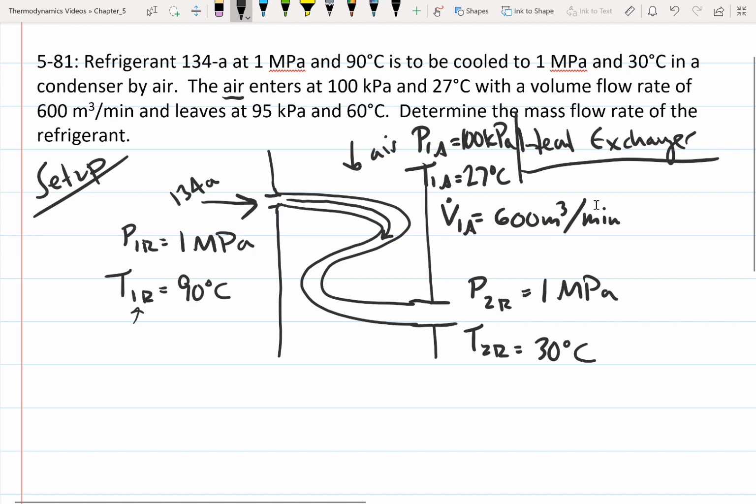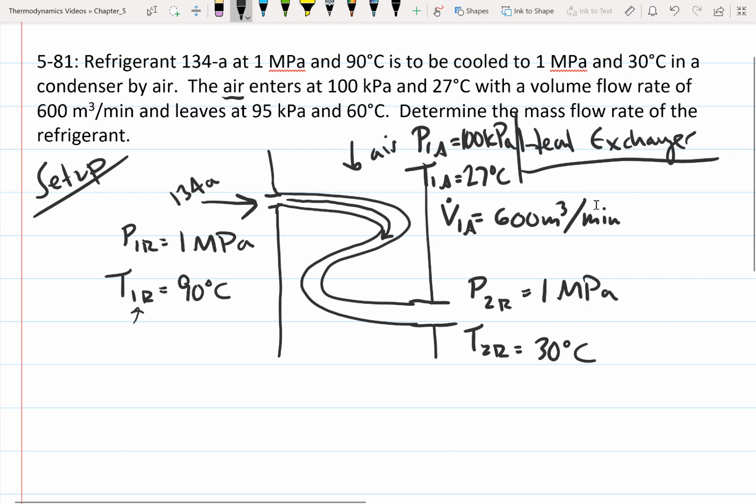So just don't let this confuse you. The volumetric flow rate isn't a conserved property. So the volumetric flow rate is likely going to change between the inlet and outlet of the air, just because air is compressible. So don't think that the volumetric flow rate is 600 meters cubed per minute at the inlet for the air and also at the outlet. It's probably not equal to 600 meters cubed per minute at the outlet.